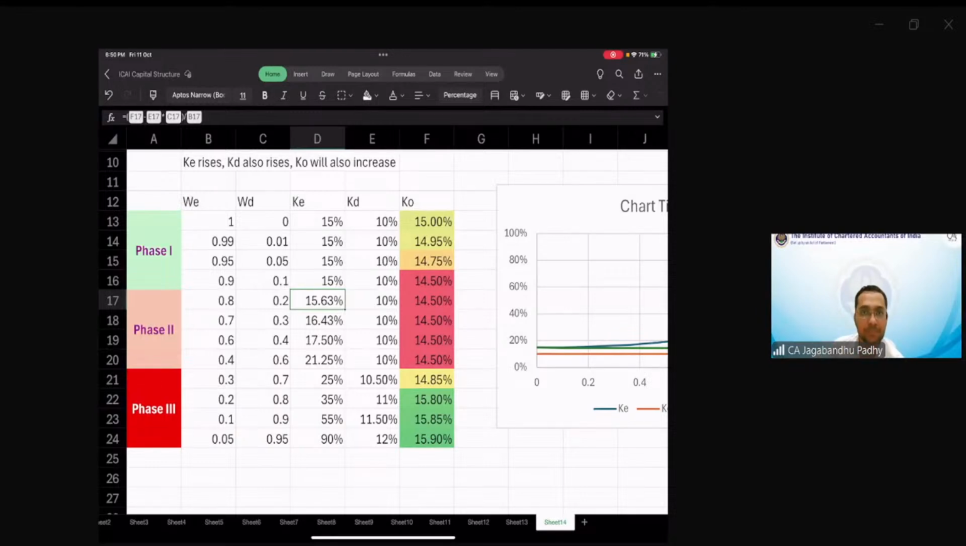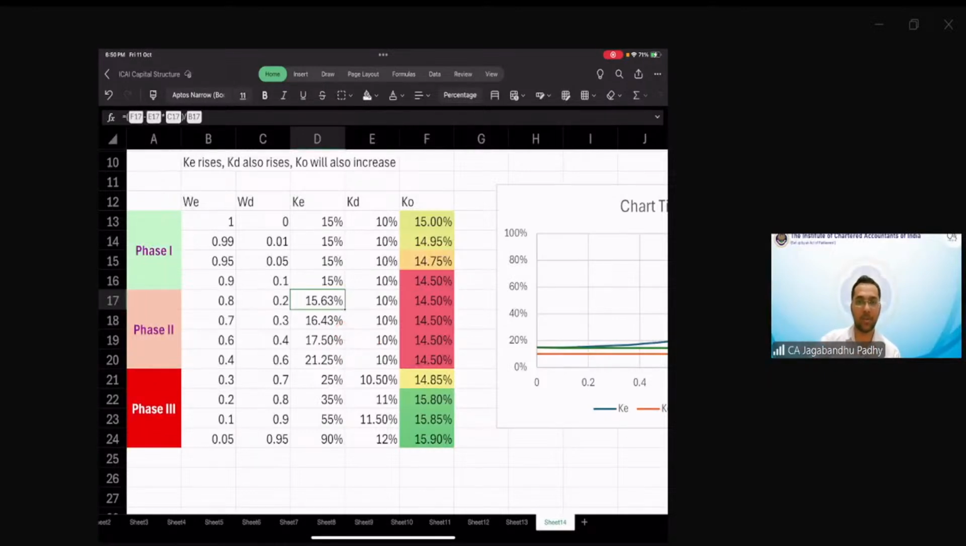Yes, sir. I have the same question in phase 2. The K is increased in phase 2. It is the same as the net operating income approach, because in net operating income we observed that your KO, the overall cost of capital, was remaining constant because of a dual effect. One, due to the greater weightage of debt, it was getting reduced, but there was an upward pull due to the higher cost of equity.